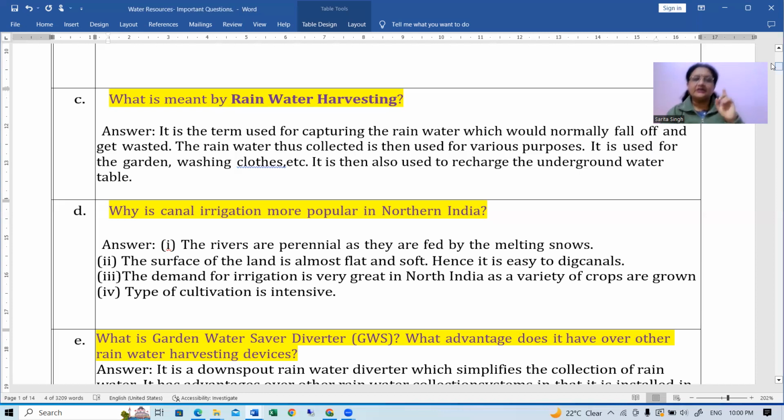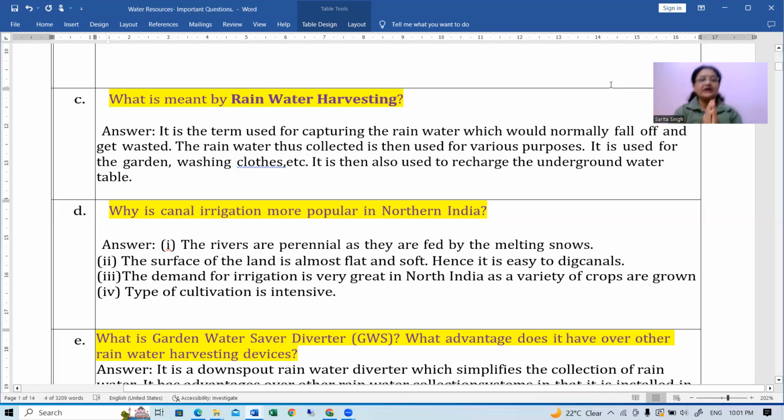Number one is that the stored water is used for different purposes. And number two is that it is used for recharging the groundwater, the underground water table, you can say in other words. Now, this is actually called rainwater harvesting.